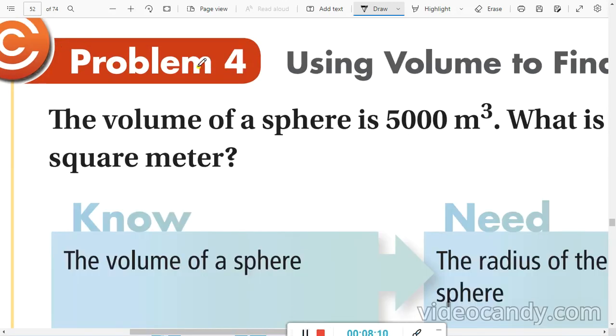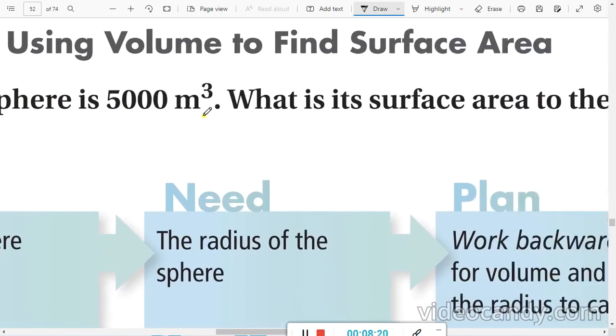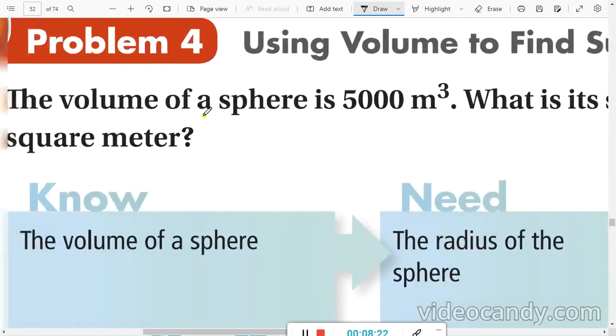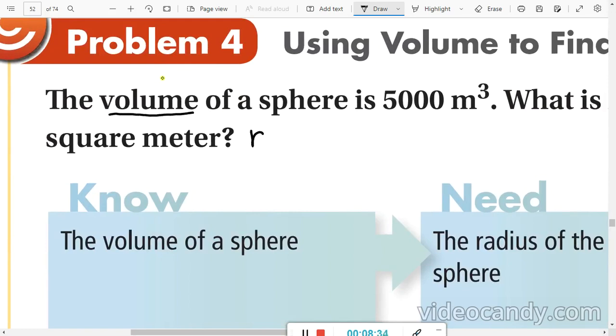So in problem 4, we're going to have to work backwards a little bit, just like we did in some other examples for surface area. Okay, it says the volume of the sphere is 5,000 meters cubed. What is its surface area to the nearest square meter? Okay, in order to do surface area, you need to find the radius r. So I am going to use the volume formula, set it equal to this, and solve for r. Okay, so if the volume is 5,000, we can find r and plug it in for the surface area formula.